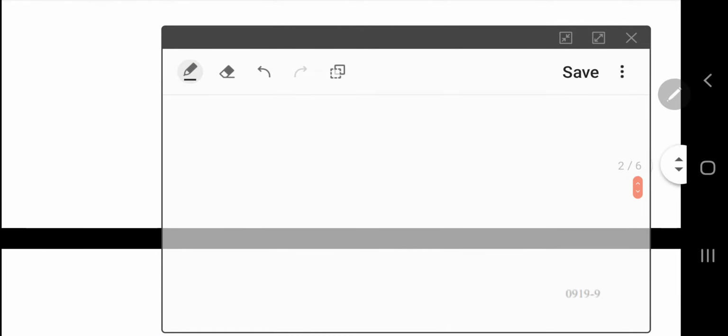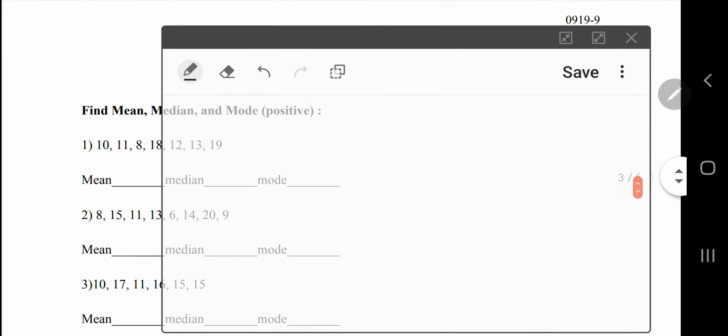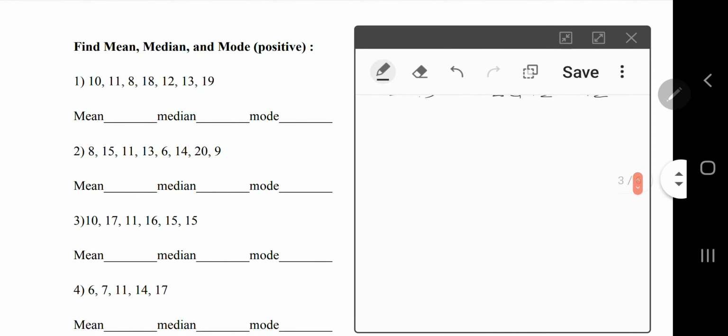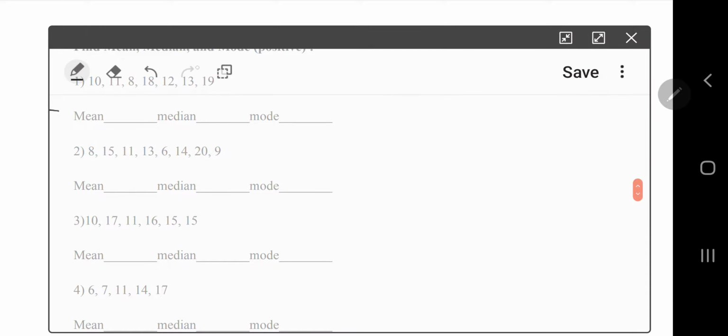Now let's move on to mean, median, and mode. I'll be doing number 1 for you guys, and I'll be explaining what the mean, median, and mode basically is. So for the mean, all you want to do is add up all these numbers and then divide it by the amount of numbers that there are. So let me make this more clear for you guys.